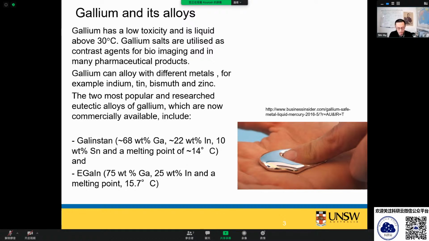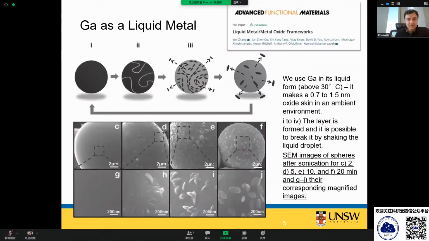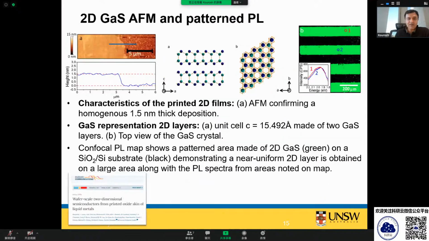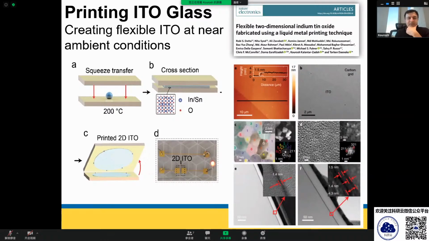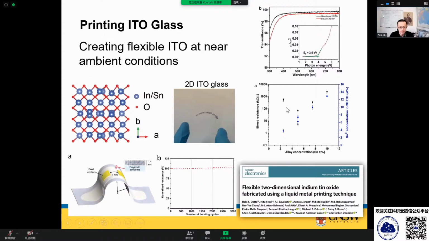Another question is about the formation of oxide on the surface of liquid alloys. Will there be any possibility that a mixed oxide will be formed at the surface, rather than a preferential one? That's a very good question. Let's go back to the ITO glass slide. Perhaps I jumped through it very quickly. For ITO glass, we put indium and tin at different ratios. I didn't explain this one. It's very interesting because with the alloy concentration, for instance at 2%, 4%, 6%, the surface concentration of tin and indium is very different.